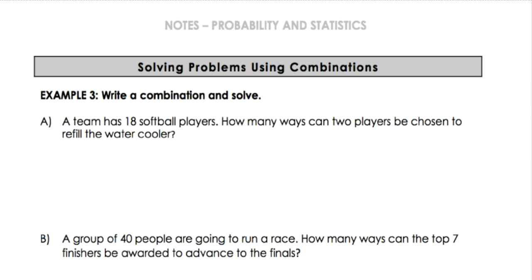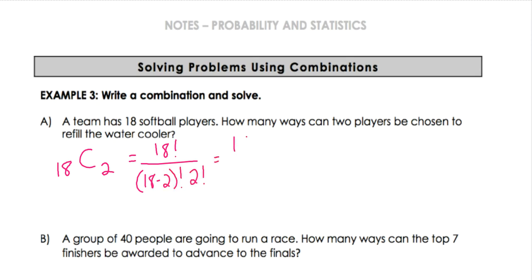Okay, so in example 3 here, we're going to write the combination out and then use it to solve the problem. So a team has 18 softball players. So we have 18 total players that we're going to choose from. And it says, how many ways can 2 players be chosen to refill the water cooler? So that is what my combination would look like. 18 choose 2. So that would be 18 factorial over 18 minus 2 factorial times 2 factorial.